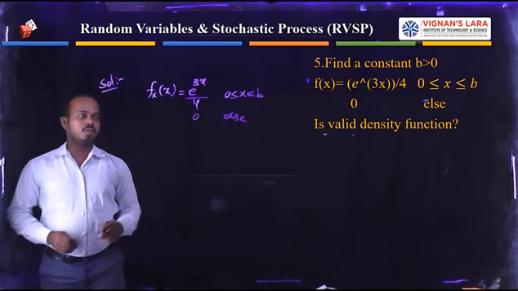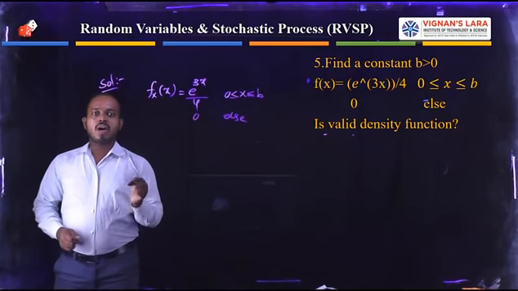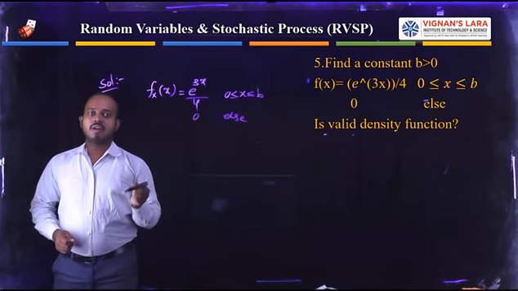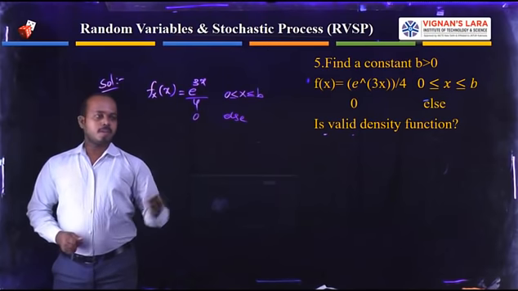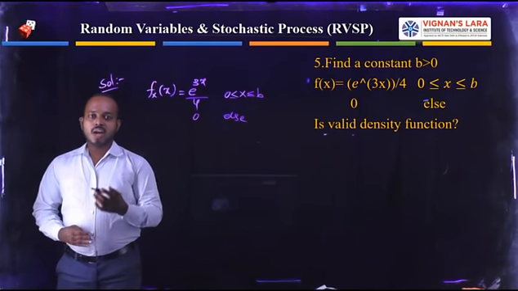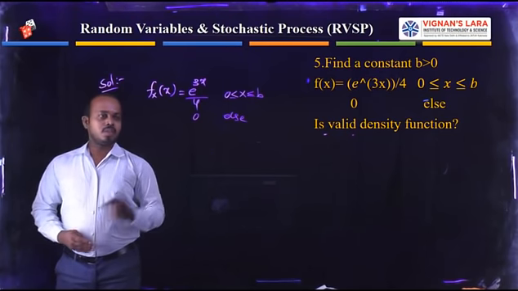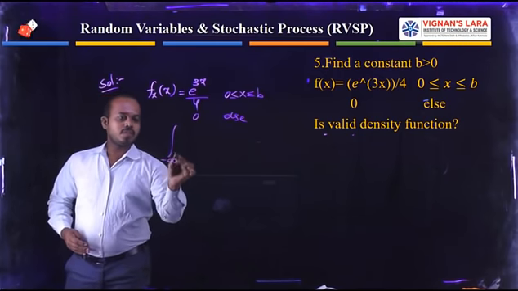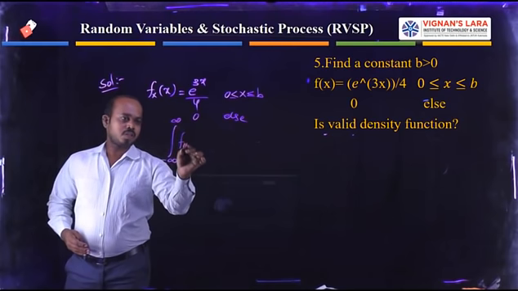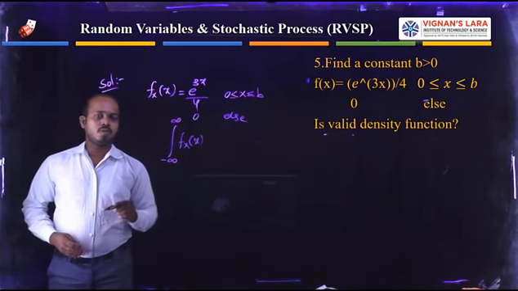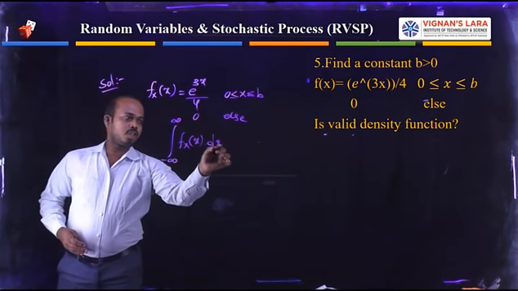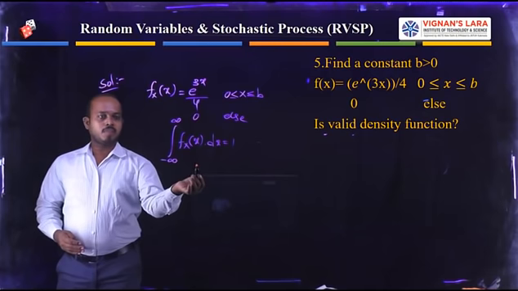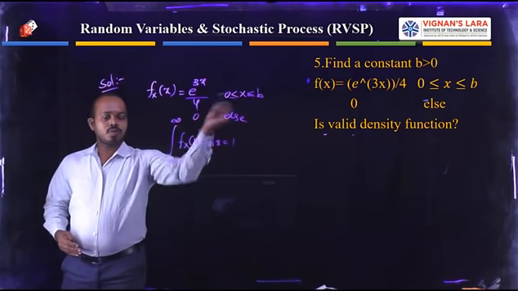We already know that a valid density function must satisfy the two basic properties. Here I am taking the validity condition of a density function. The second property is the integral from minus infinity to plus infinity of f(x) dx is equal to 1. By using this property, I can find the value of small b.